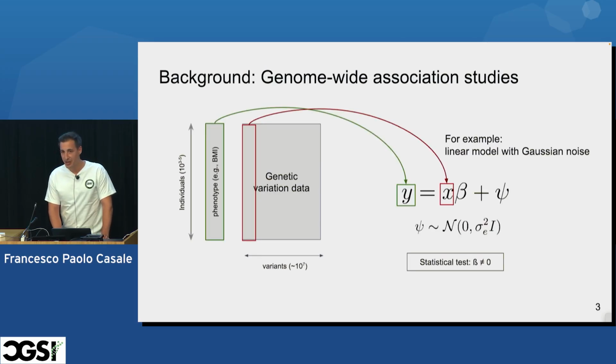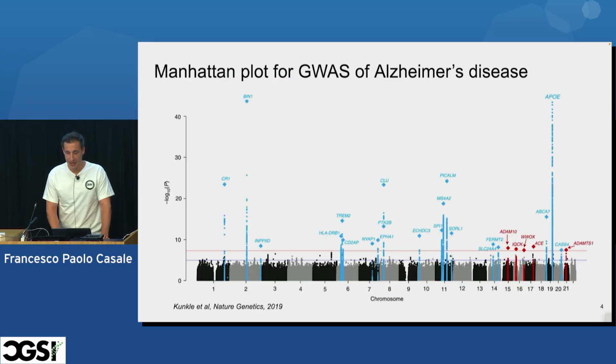It's now 20 years that we do genome-wide association studies, where we collect phenotype data and genetic variation data from a large set of individuals, nowadays in the hundreds of thousands of samples, even millions. And then we apply a simple regression test between every single genetic variant in isolation and the phenotype of interest to find associations. A typical representation of the output of this analysis is a Manhattan plot.